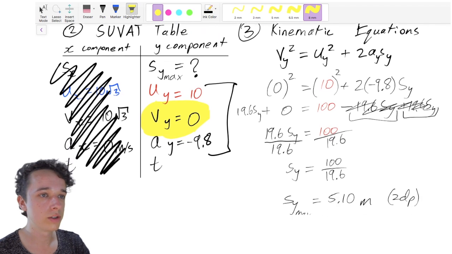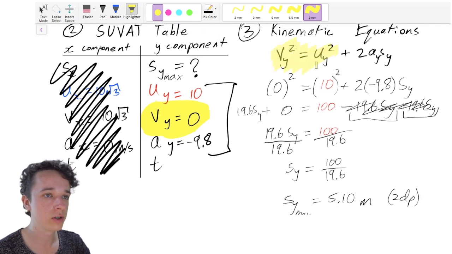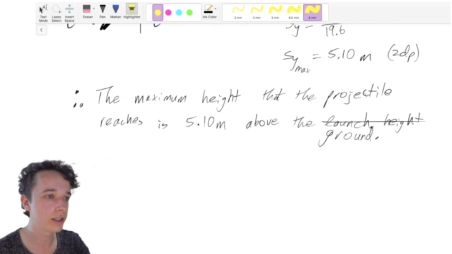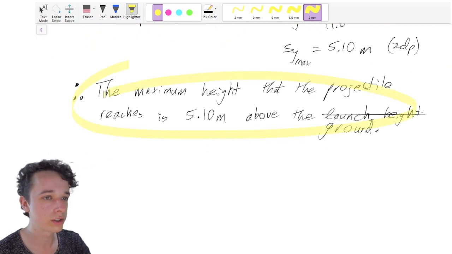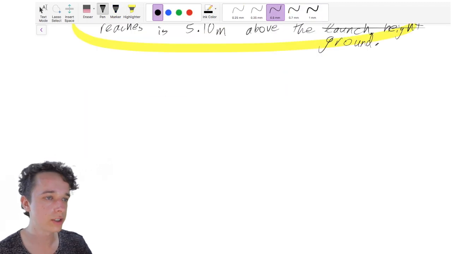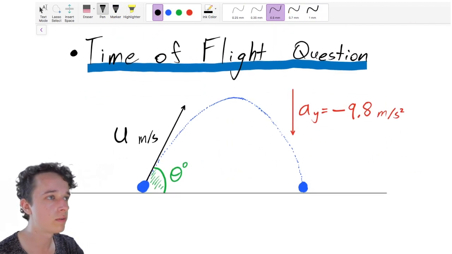And then we determined which kinematic equation we needed to use in order to solve for SY. We put all the relevant data into the equation, rearranged for SY, and then gave a little concluding statement here. So the next question is a time of flight question.